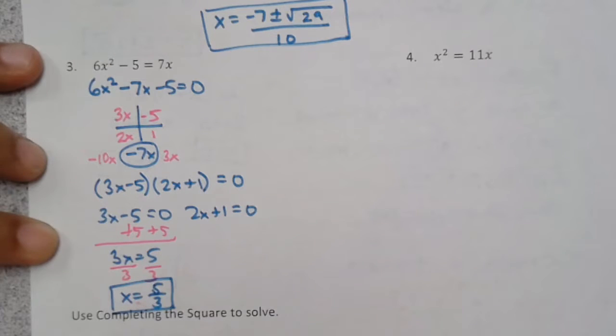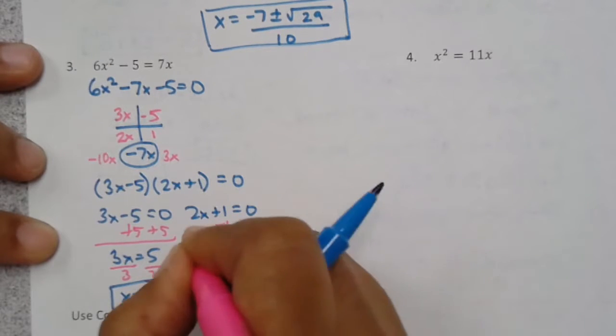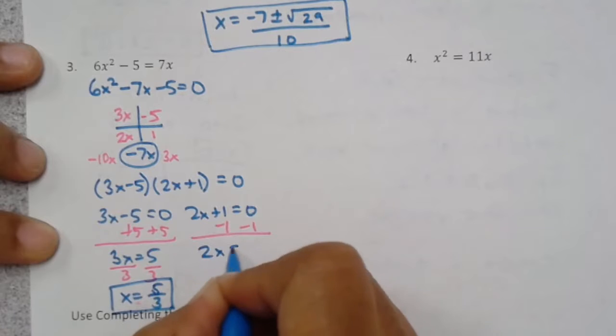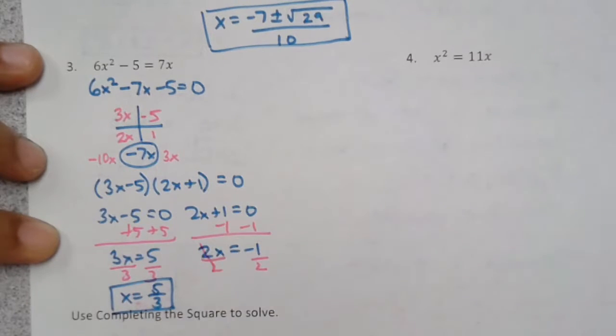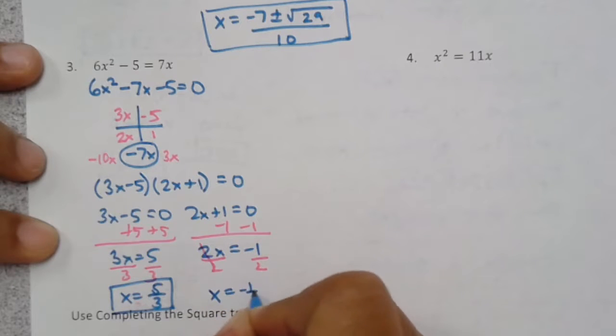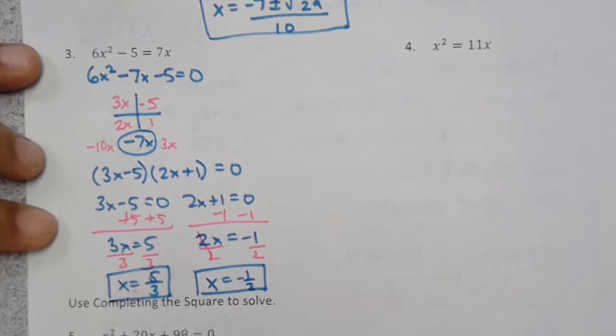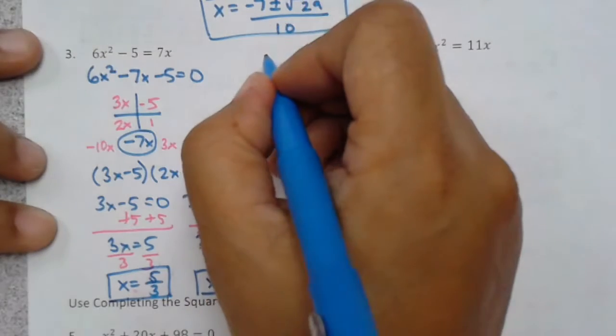All right, here we're going to subtract 1. 2x equals -1, and then divide by 2. And then the x is going to equal -1/2. Okay. So what did we do? This method is called factoring method, or the T-chart.